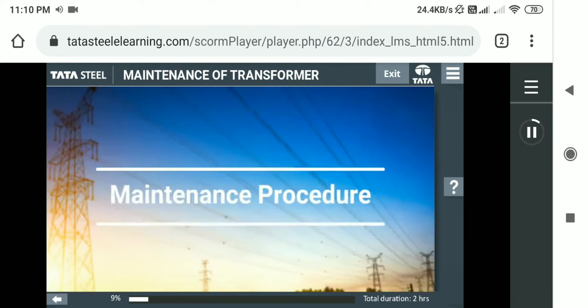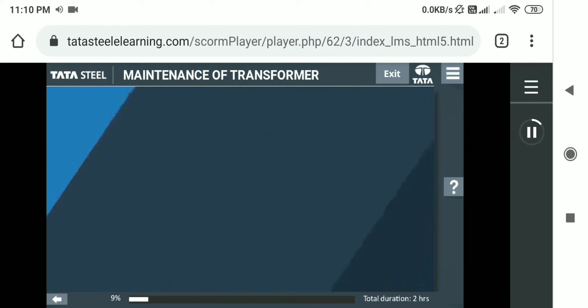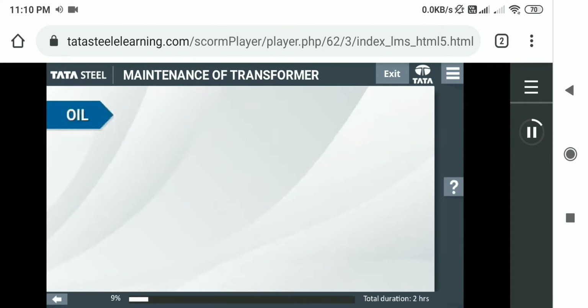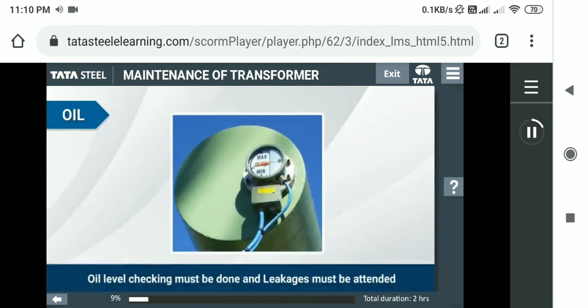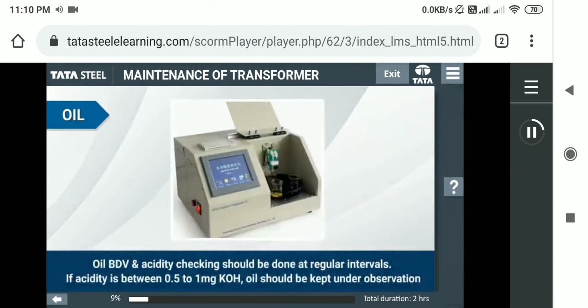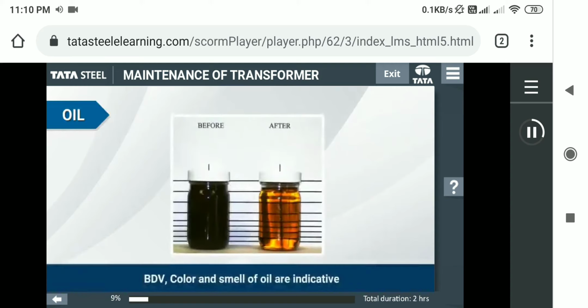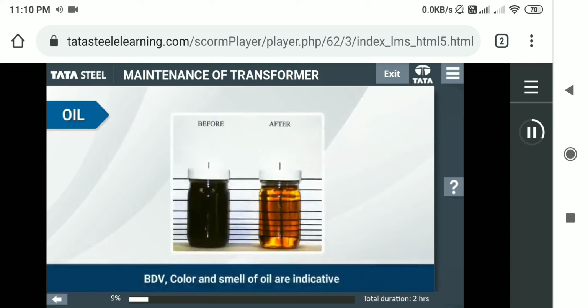The maintenance procedure for any transformer includes the following guidelines. First, oil. 1. Oil level checking must be done and leakages must be attended. 2. Oil PDV and acidity checking should be done at regular intervals. If acidity is between 0.5 to 1 mg KOH, oil should be kept under observation. 3. PDV, color and smell of oil are indicative.